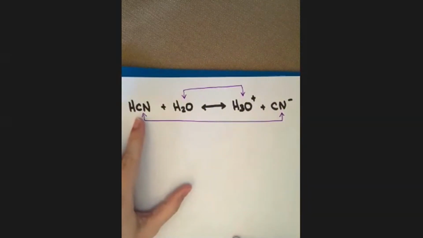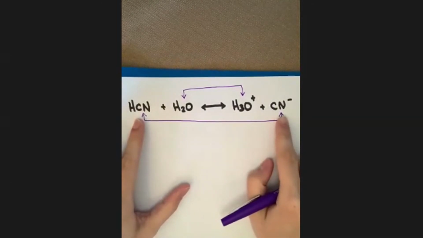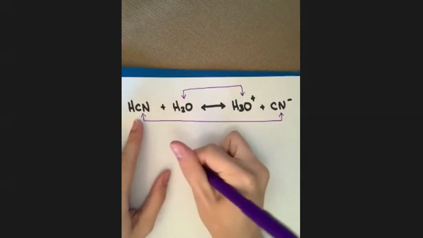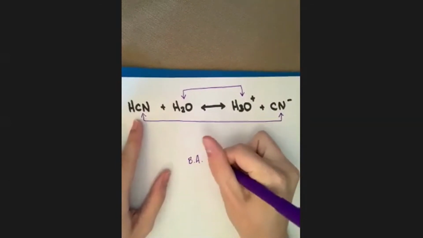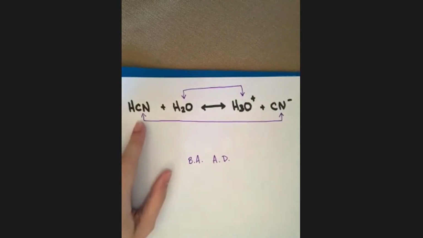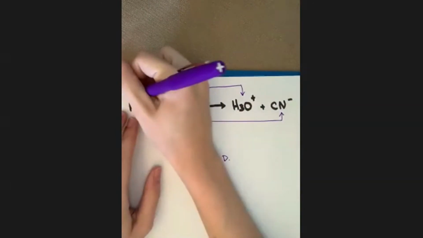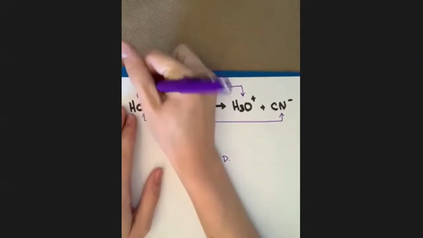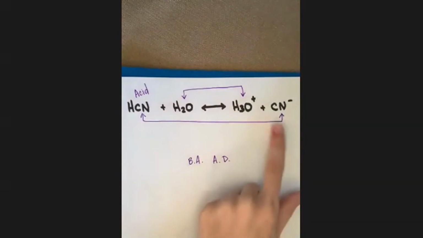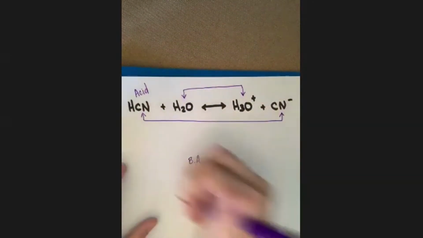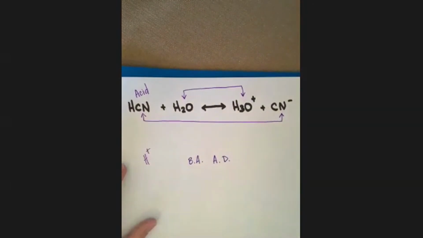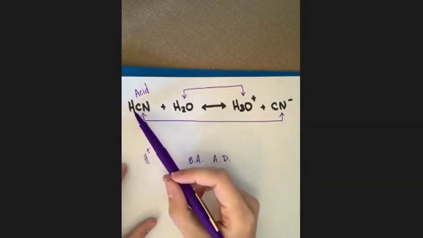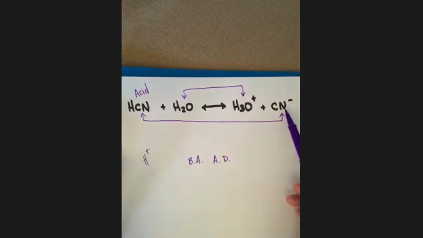So I'm going from HCN to just CN. So that hydrogen proton is gone. And if you remember our acronym, bases accept, acids donate. So clearly, hydrogen cyanide over here was the donor, the acid. It went from HCN to just CN. And hydrogen protons are positive. So that's why when they gave up that hydrogen with the positive charge, they're now negative. So that's one way you can kind of check yourself.